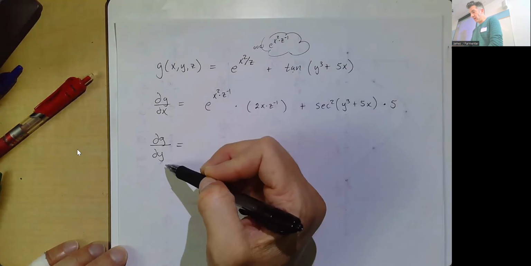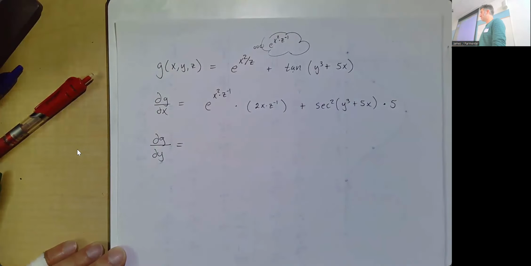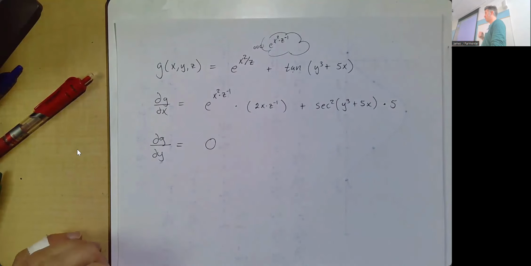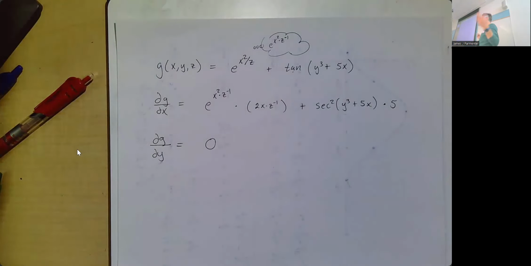The derivative with respect to y of b dx squared over z is 0. Again, I would say that the easiest way to identify if something's a constant or not is to look for the variable you're differentiating with respect to in that piece of it. If it's not there, then it's a constant and you're done. The derivative is 0. Question?